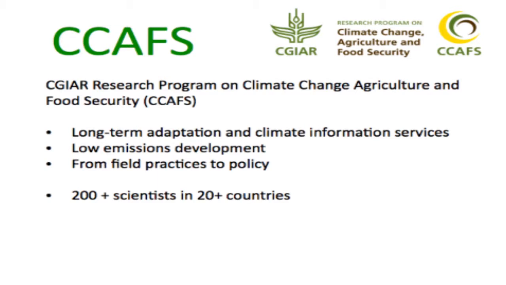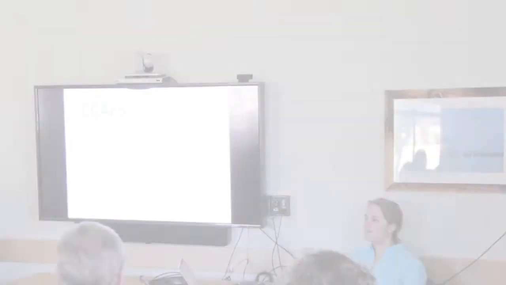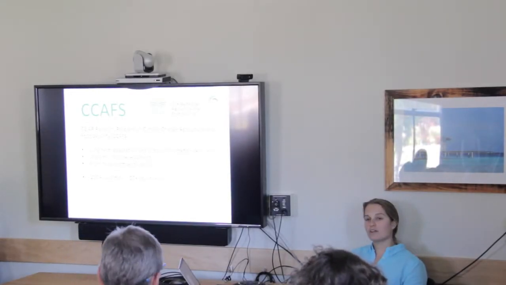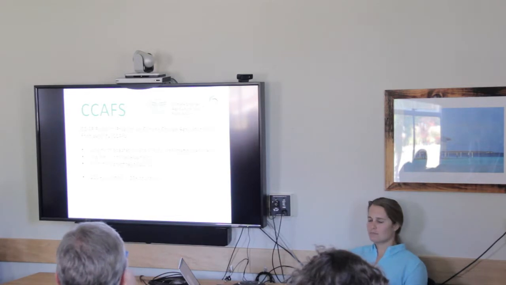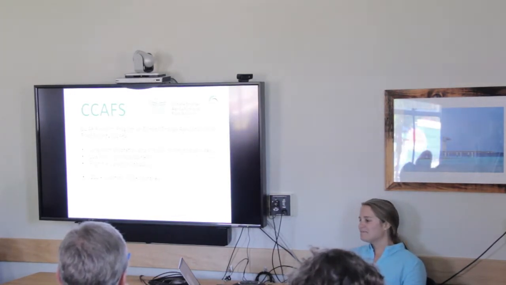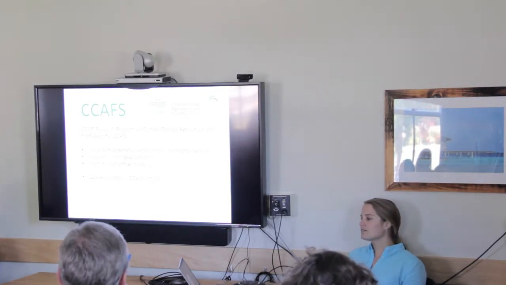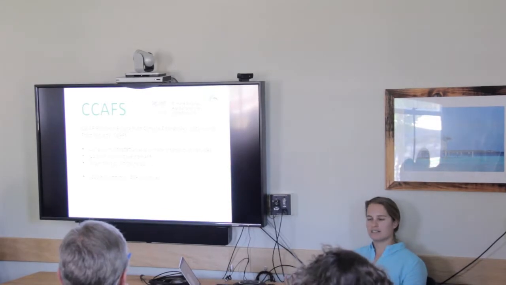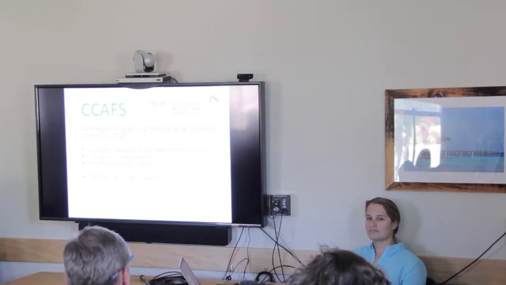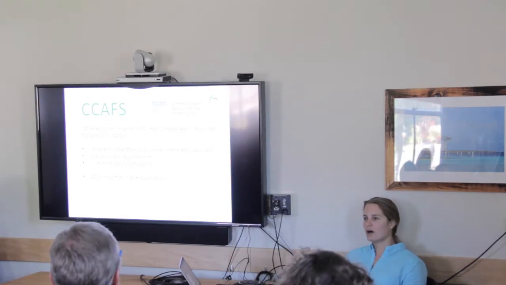I work for the CGIAR research program on climate change, agriculture, and food security. And there are several focus areas within that program. One is long-term adaptation to climate change and also climate information services for farmers. And I work in the low emissions development theme. We used to be the pro-poor mitigation theme, now we're changing our name a little bit. And we also have a whole research theme on moving from field practices to policy. So what are the linkages between what is happening on farms, adaptation and mitigation, and policies for those practices.